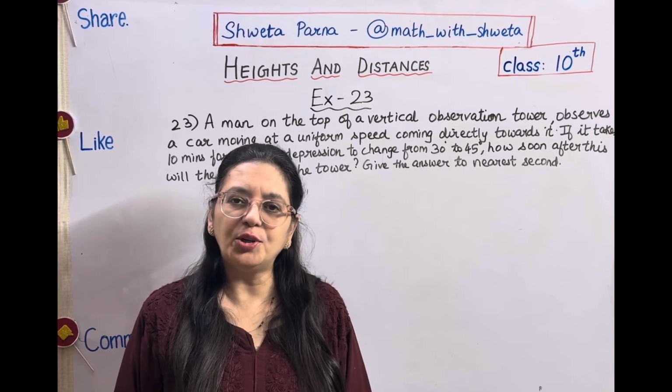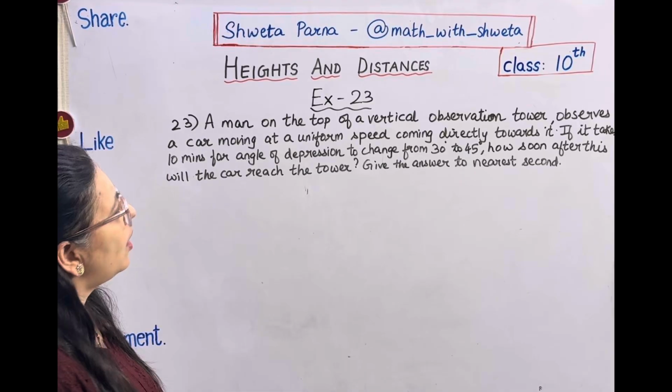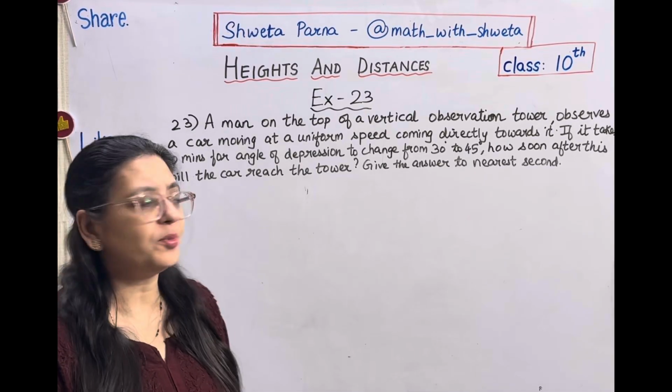Hi kids, let's continue sums from exercise 23. Let's go to question number 23. A man on top of a vertical observation tower.